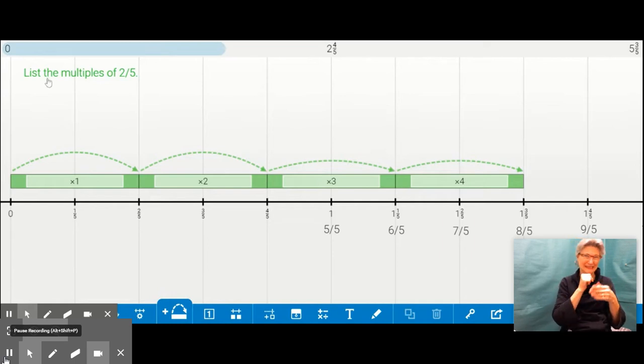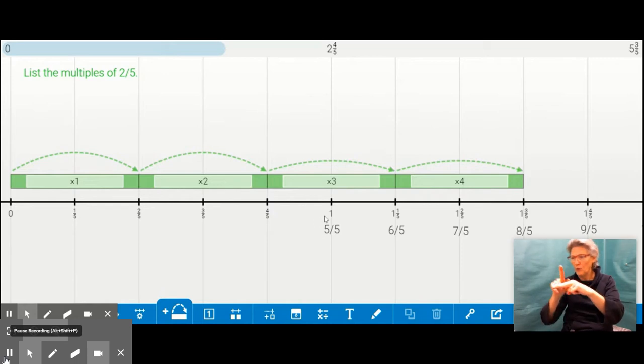So here, it asks us to list the multiples of 2/5. You'll see that up in the top in green. List the multiples of 2/5. So because a multiple is the product of our fraction 2/5 and a counting number, here on the number line, I've identified the counting numbers of 1, 2, 3, and 4. Those are the multiples we're going to find, the first 4 multiples. So 2/5, and you'll see on the number line, each of the tick marks represents 1/5.